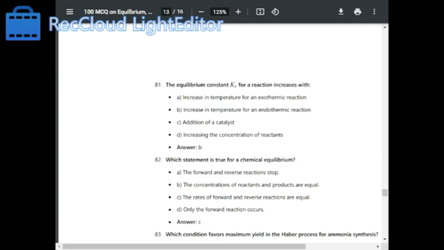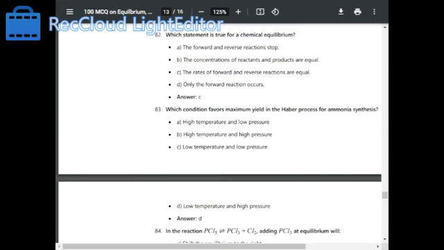B is correct. Question number 82. Which statement is true for a chemical equilibrium? Option A, forward and reverse reaction stops. Option B, the concentration of reactants and product are equal. Option C, rates of forward and reverse reaction are equal. Option D, only forward reaction occurs. The correct answer is C, the rates of forward and reverse reactions are equal.